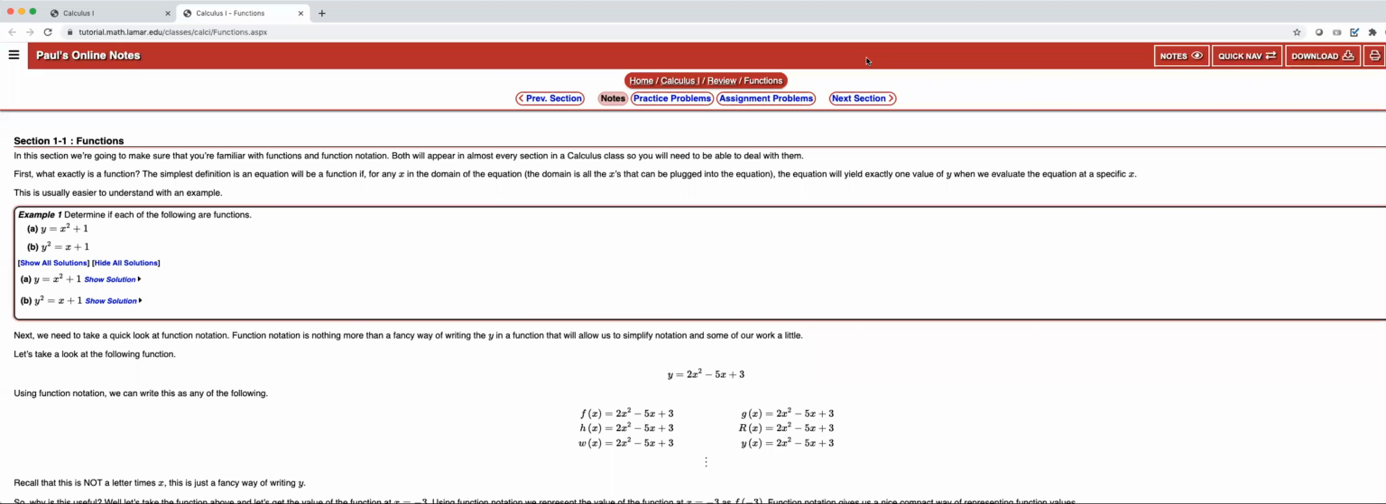Hello. Today I spent some time going through Calculus 1 functions, basically just to review functions. Functions are just things that you put something into and you get a single value, right? So that's a function. That's what I got from here.